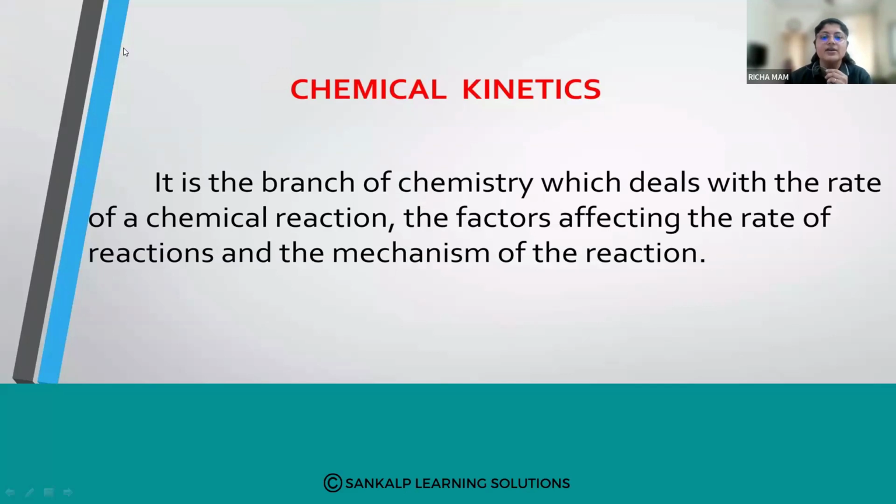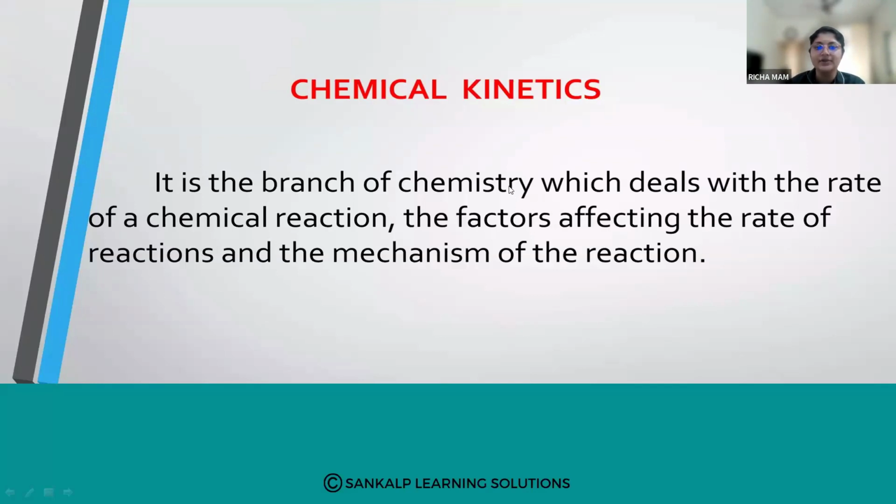So chemical kinetics is a branch of chemistry which deals with the rate of chemical reaction: how the reaction is proceeding, at what particular rate it is proceeding, what are the factors which are influencing the rate of the reaction, and what is the mechanism through which the reaction is taking place. These are the things we are going to study in chemical kinetics.